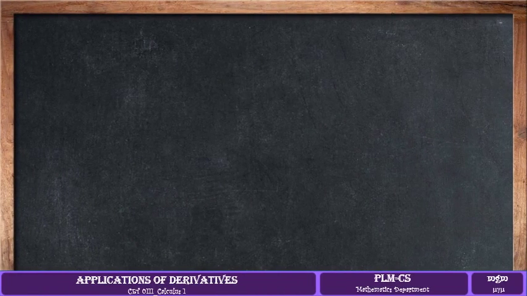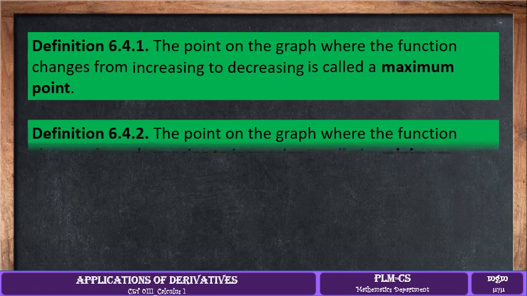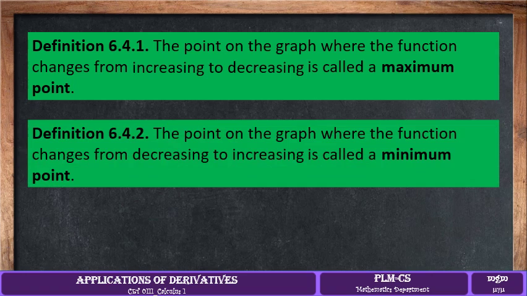We can now formally define the maximum and the minimum points as follows. By definition 6.4.1, the point on the graph where the function changes from increasing to decreasing is called a maximum point. Similarly, for the definition of minimum point, note that we simply swap out increasing to decreasing with decreasing to increasing, and maximum with minimum. So by definition 6.4.2, the point on the graph where the function changes from decreasing to increasing is called a minimum point.